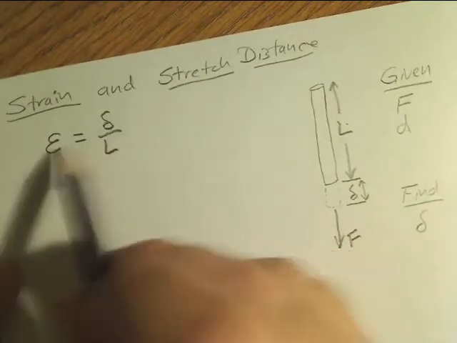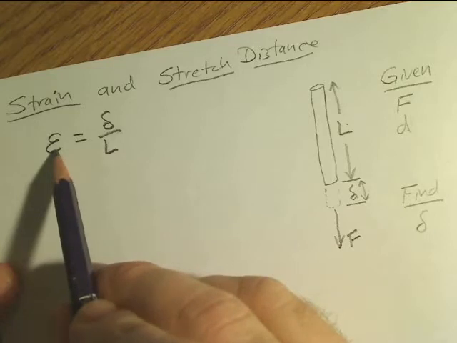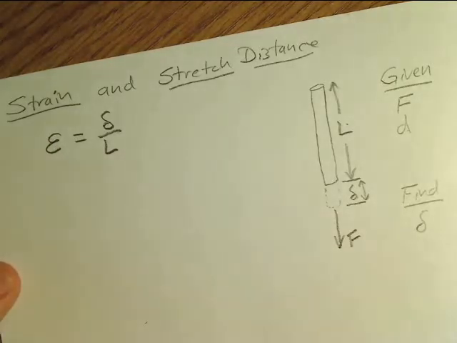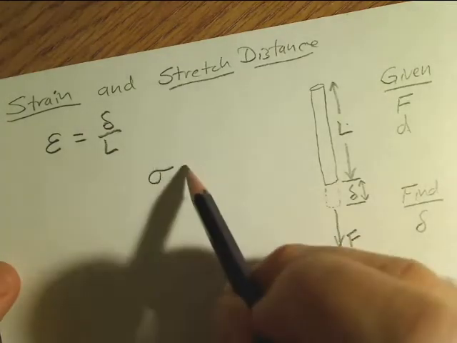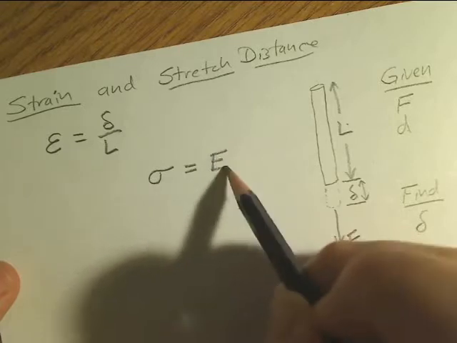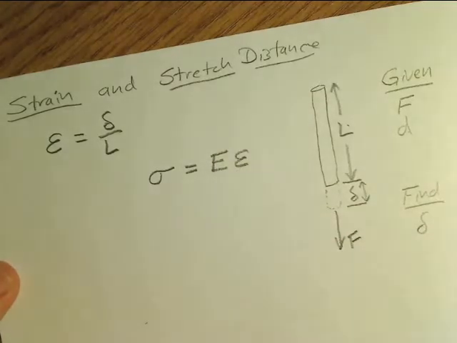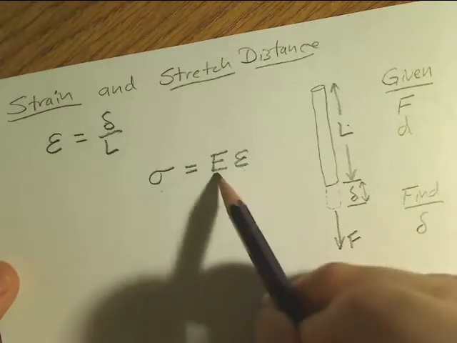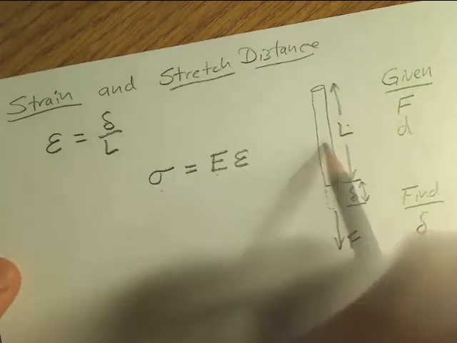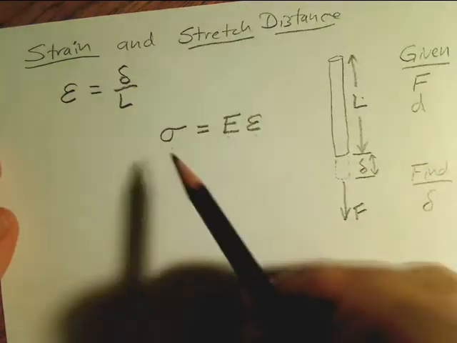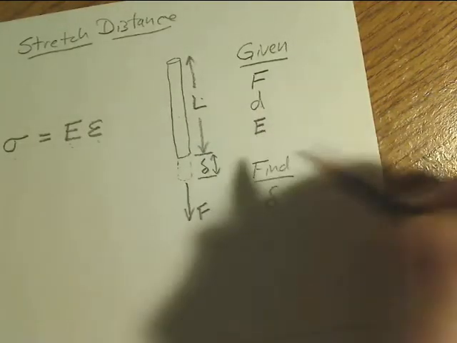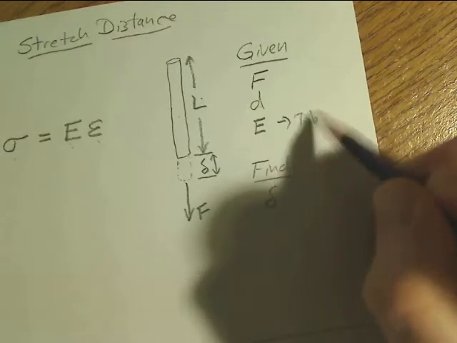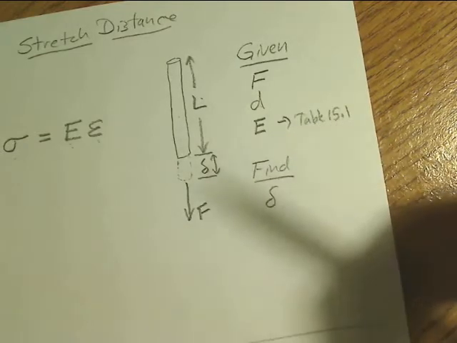The equation that connects epsilon and the stress is what's called the Hooke's law equation, where sigma, the stress, is equal to the modulus of elasticity times the strain. So this is stress, that's strain, and this is a constant that depends upon the type of material used. Alright, stress, strain, and modulus of elasticity are available in table 15.1. So we'll write this down as another given, something you can find in table 15.1 for our particular material.